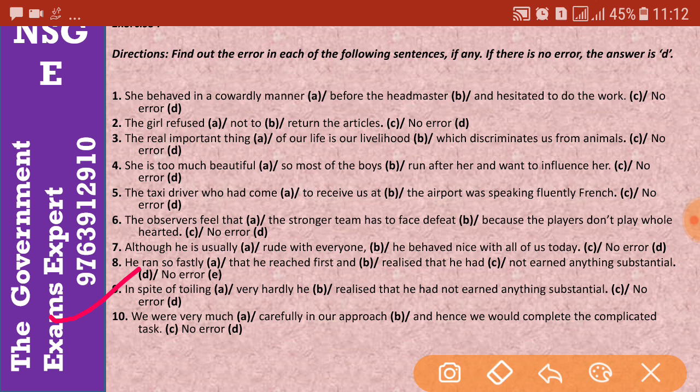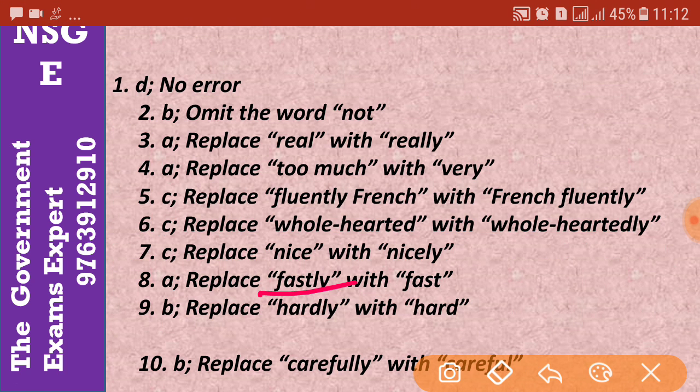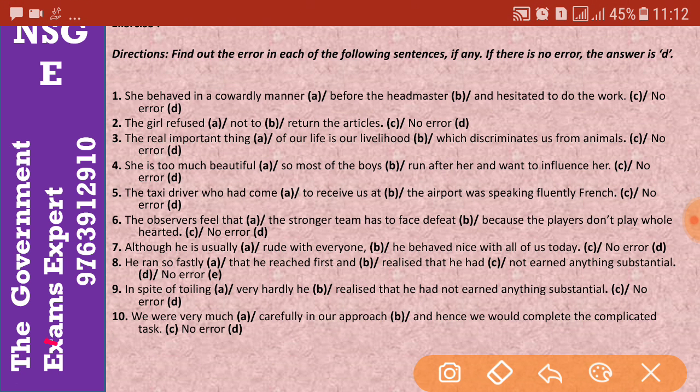9. In spite of toiling very hardly, he realized that he had not earned anything substantial. That is also wrong. What? Very hardly. Why do we have to use very hardly? We have to use very hard. You can check over here. So very hardly is replaced with the words very hard. Clear? So let's move on to the last one.